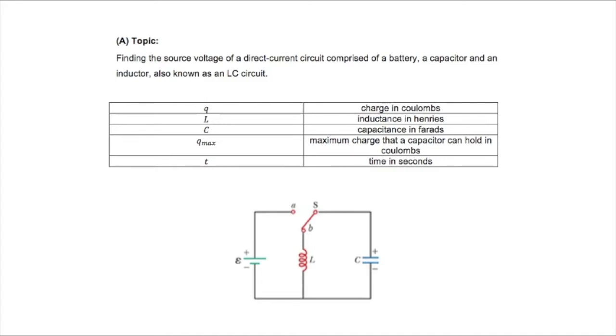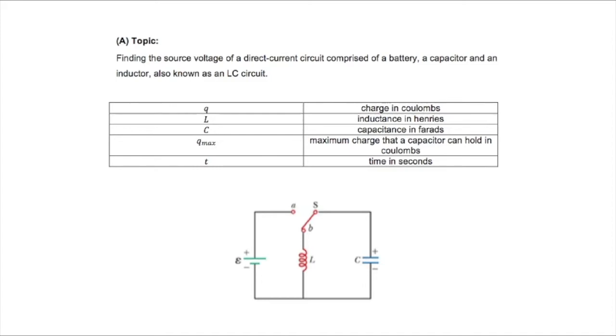First, I'd like to define some variables so that we can all be on the same page. In this presentation, Q will stand for charge in coulombs, L is the inductance in henries, C is the capacitance in farads, Q max is the maximum charge that a capacitor can hold in coulombs, and T is the time in seconds.